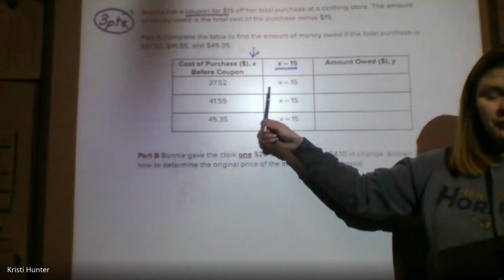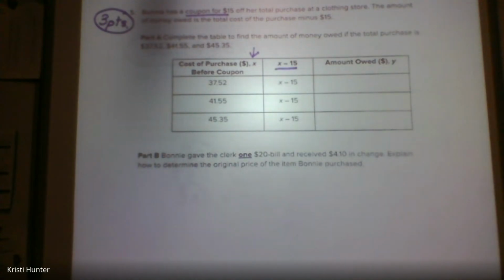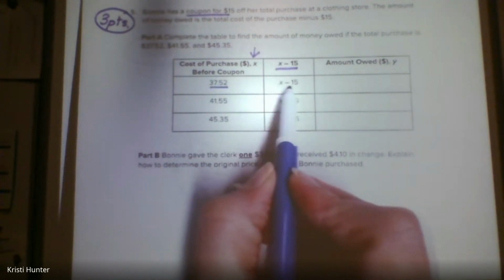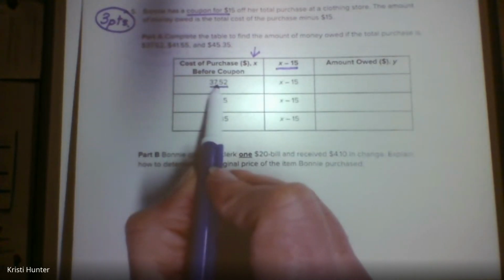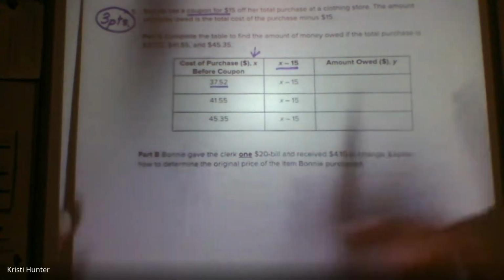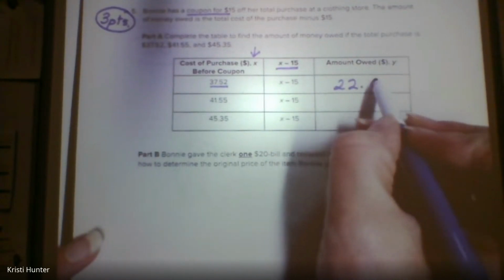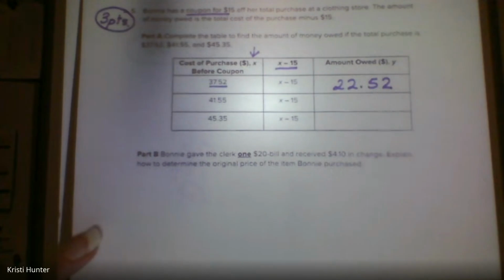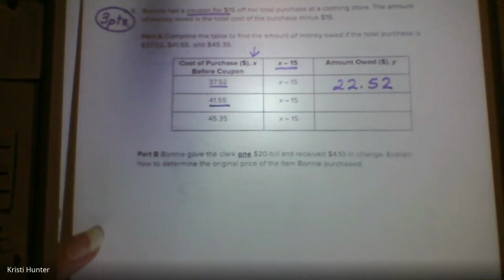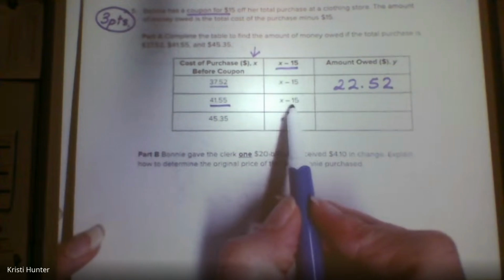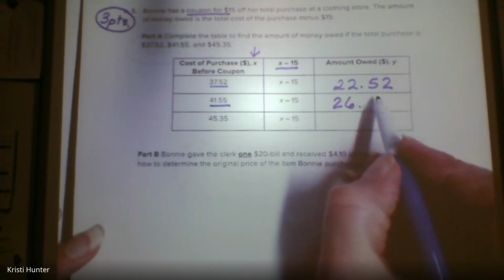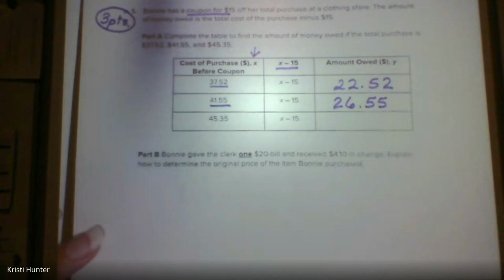So this is just an input-output table. All you're going to do is type into your calculator this value for X into this equation. So you're going to type 37.52, and you're going to subtract her $15 coupon. And you're going to find out that she owes $22.52. She goes to purchase again, and it's a total of $41.55. Take away her $15 coupon, and you get $26.55.